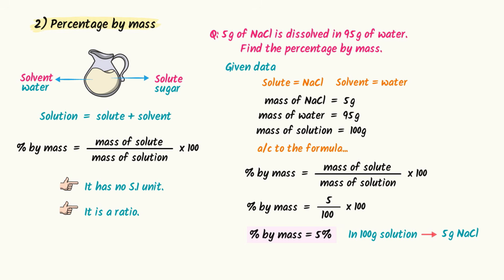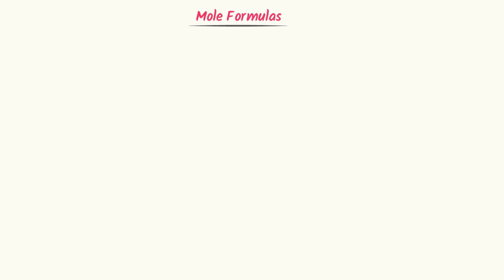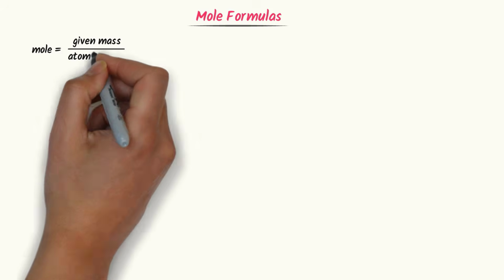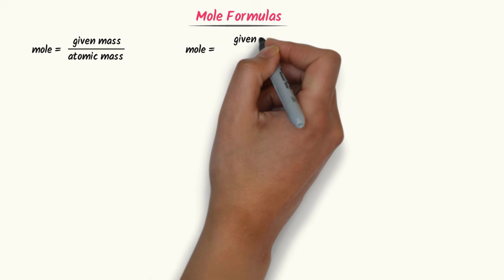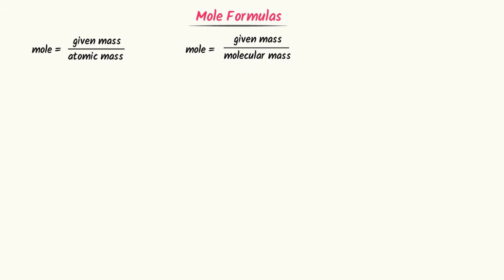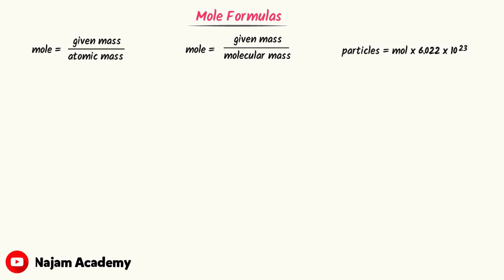Now we will learn 3 important formulae of mole that will help you to solve any question of mole. The first formula is mole is equal to given mass upon gram atomic mass. The second formula is mole is equal to given mass upon gram molecular mass. And the third formula is particles is equal to number of moles into 6.022 into 10 raised to the power 23. Remember that by particles, I mean atoms, molecules, ions, etc.